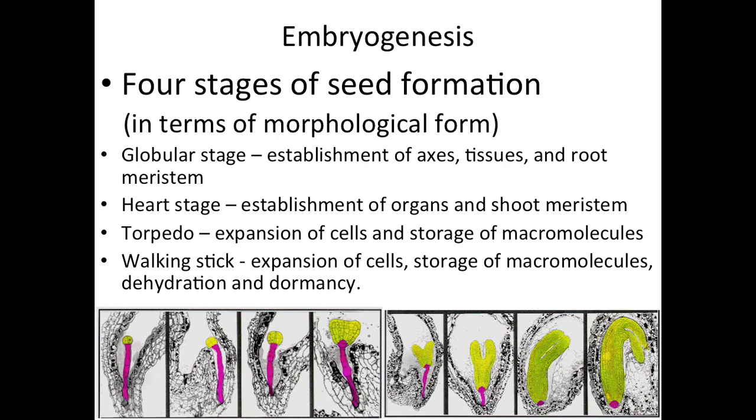So again, the developmental phases or the morphogenic phases all occur in the globular and the early heart stages. All of the basic tissues, all of the basic organs, and your apical meristems, your shoot apical meristem and your root apical meristem, by this time, by the formation of the heart phase, have all been established. And so once you get into the torpedo and the walking stick phases, all that's happening is growth, nutrient storage, and finally the establishment of dormancy.